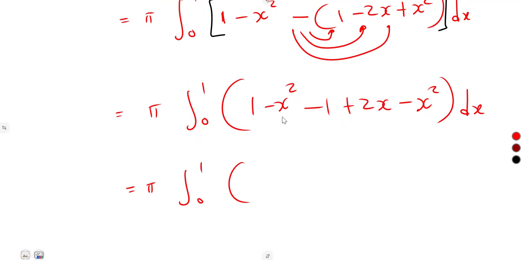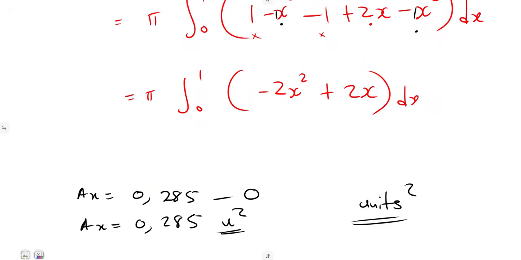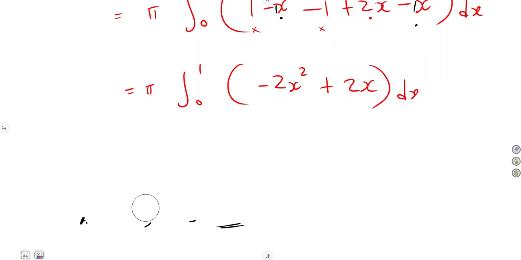That's going to be minus x squared minus x squared, which is negative 2x squared, plus 2x. 1 minus 1, this one cancels. So that's going to give us 0. So this is what you're left with. You just need to integrate, then substitute the given limits. You have your volume from there. All right, so let us integrate.